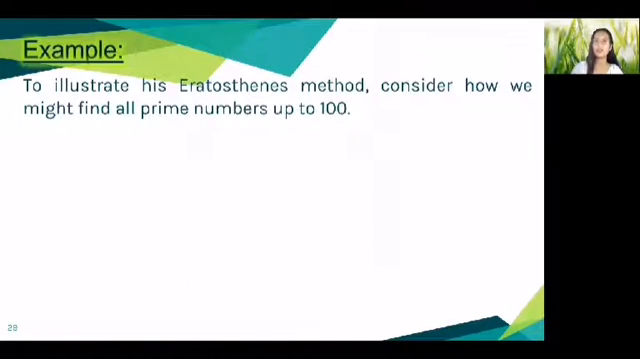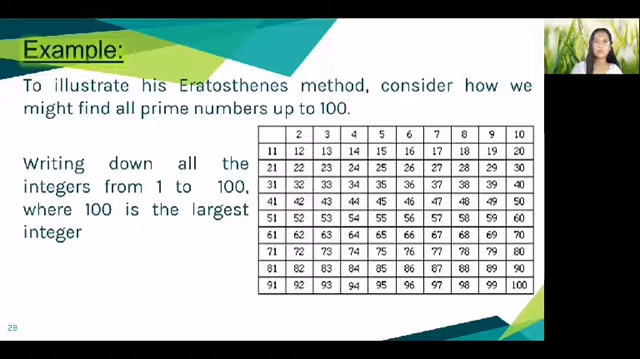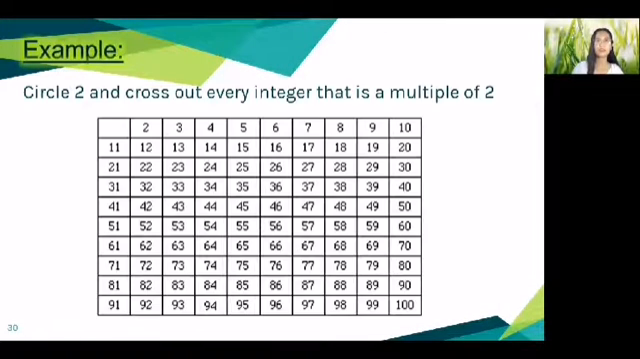Here is an illustration of his method. Consider how we might find all the prime numbers up to 100. First, write down all the integers from 1 to 100, where 100 is the largest integer. Then you start with 2, since by definition, 1 is neither prime nor composite, remember? The next step is to circle 2 and cross out every integer that is a multiple of 2.